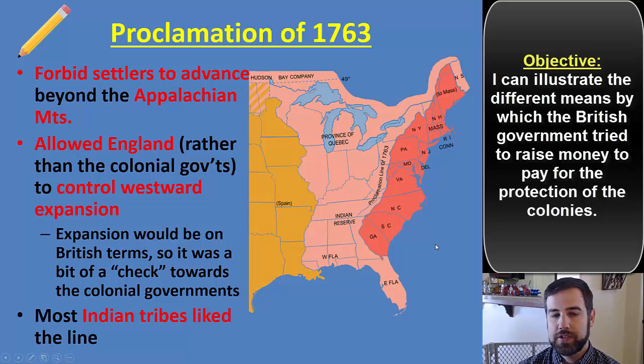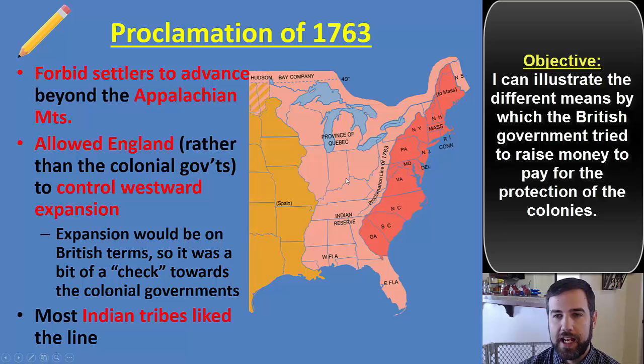This was a check on the colonial governments, which said that the British had more power and could tell the colonists where they could and could not live. One of the reasons the British are doing this is because they want to keep the peace between their colonies and Native American lands. They don't want to have another war that they have to worry about.